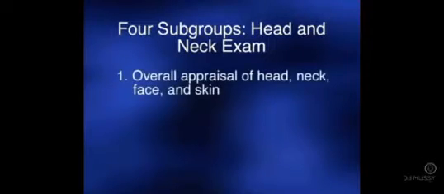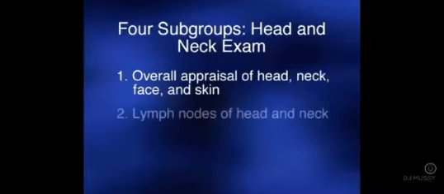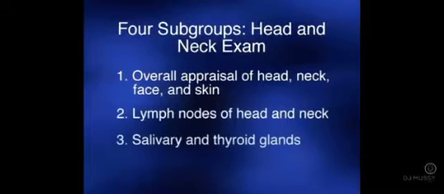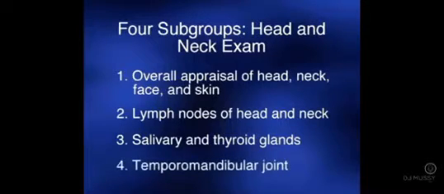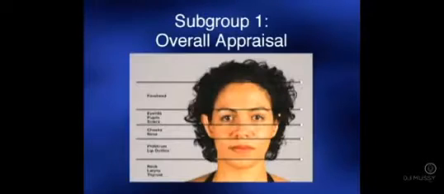The head and neck examination is divided into 4 subgroups: the overall appraisal of head, neck, face, and skin, lymph nodes of head and neck, salivary and thyroid glands, and temporomandibular joint. Subgroup 1. The overall appraisal of the head, neck, face, and skin.